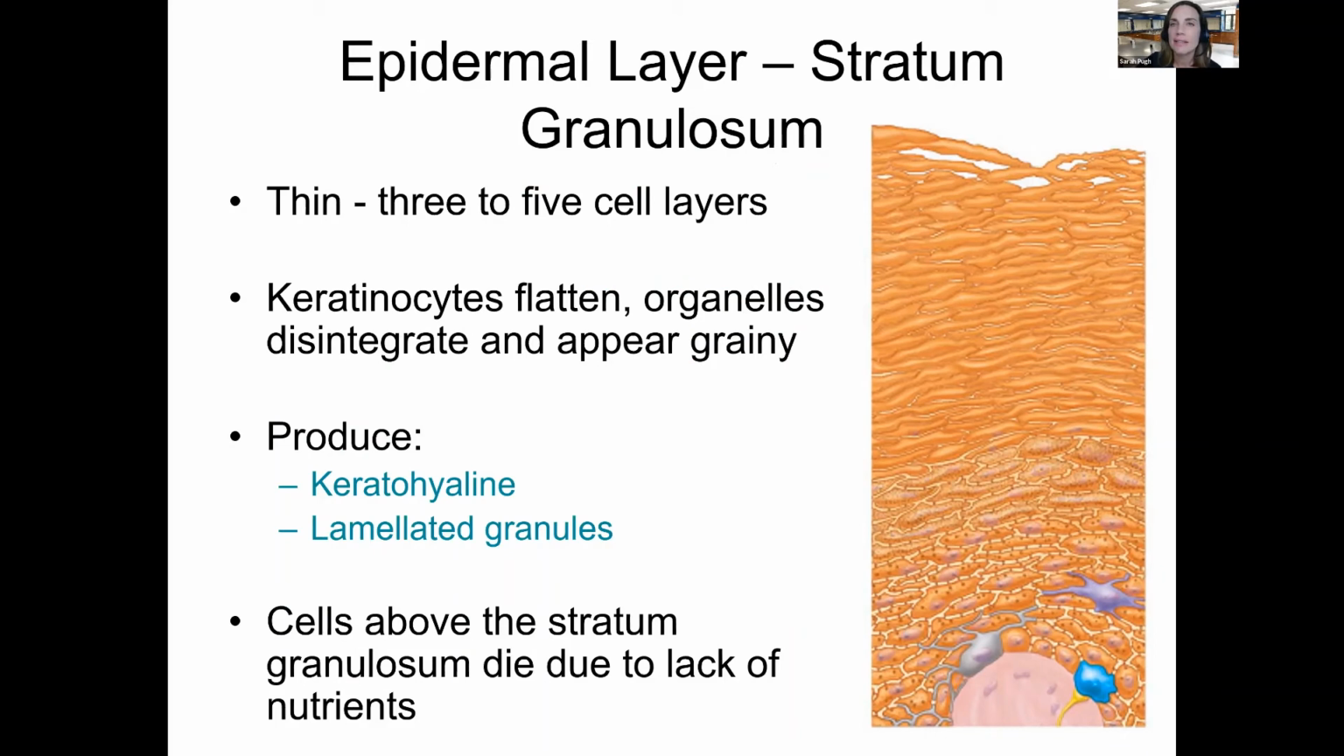The next layer is the stratum granulosum. Now you're going to notice in that layer right there, the cells, the keratinocytes, look different. A lot of times the keratinocytes are very flat, but they also look very grainy, and you should be able to see that. You can see all those little granules in there. The reason is that this layer, the stratum granulosum, is making keratohyalin and lamellated granules. These provide the waterproof coating in your skin.